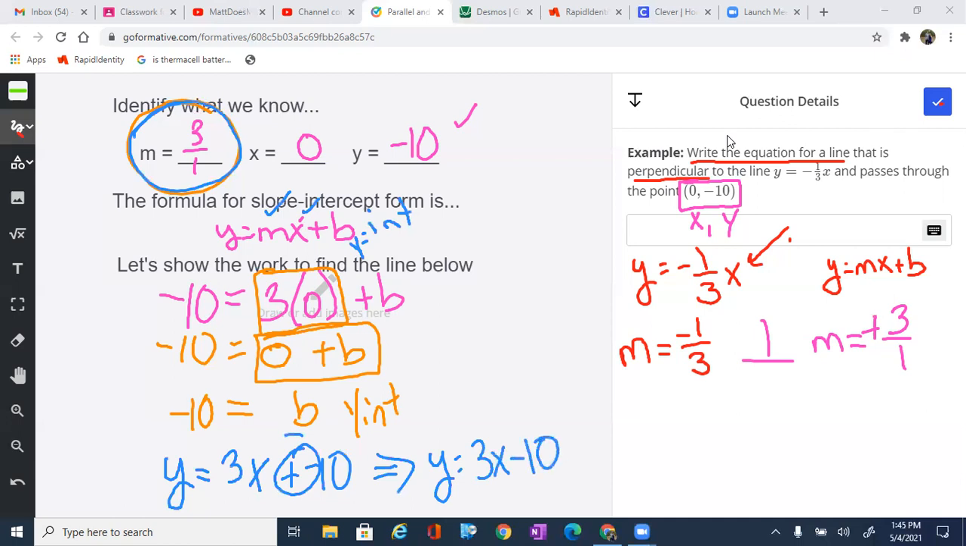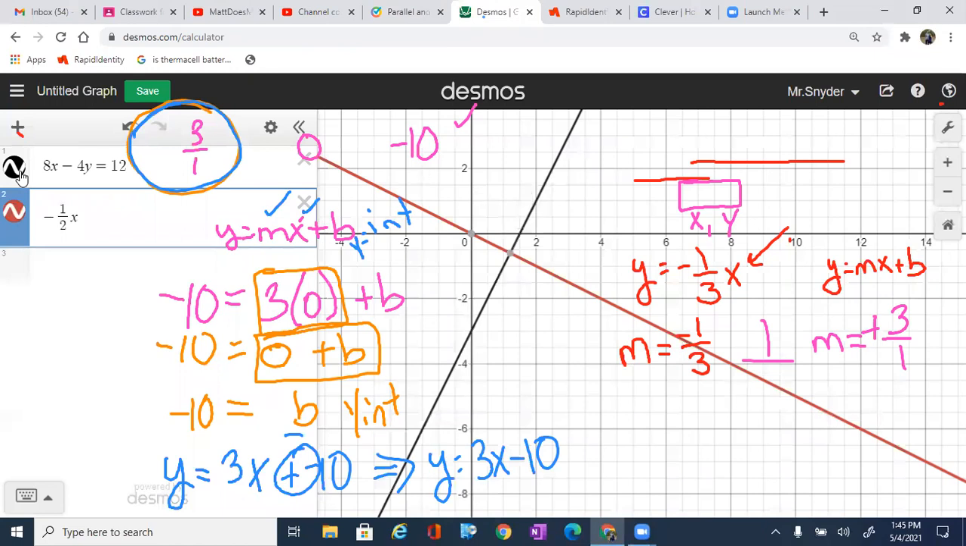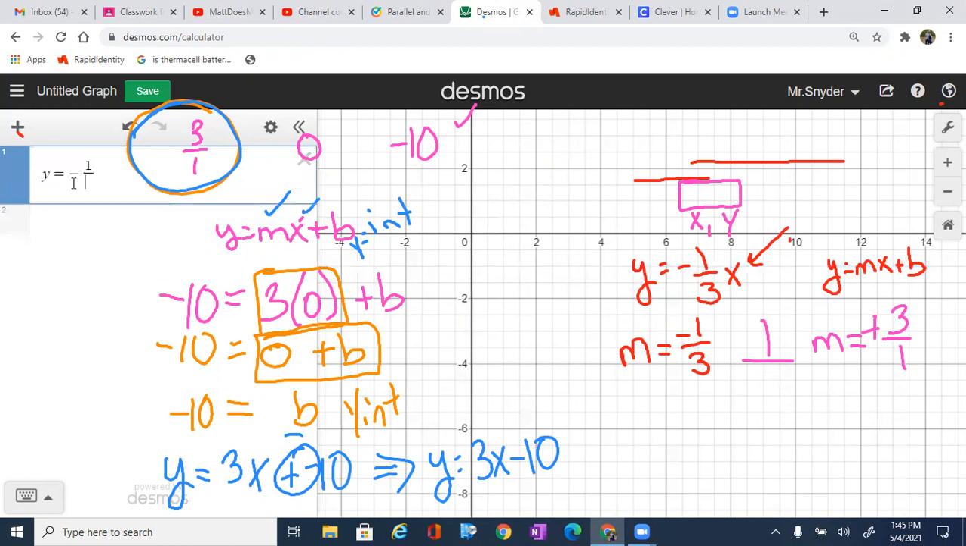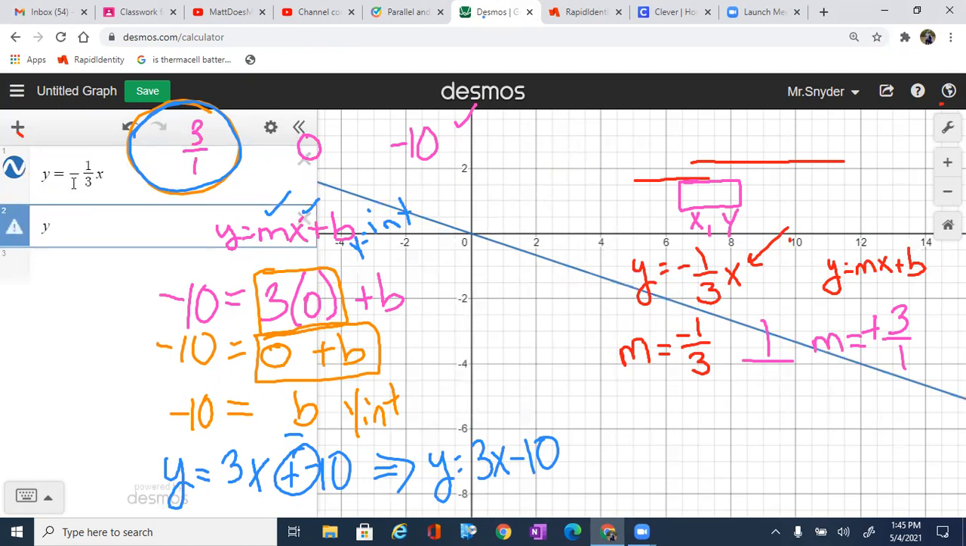Now let's go ahead and check this on Desmos to make sure we've met the requirements of this problem. I'm going to type in the first equation, which is y equals negative 1/3 x. And then I'm going to plug in our second equation, which we found, which should be perpendicular and go through that point. I'm going to write 3x minus 10.